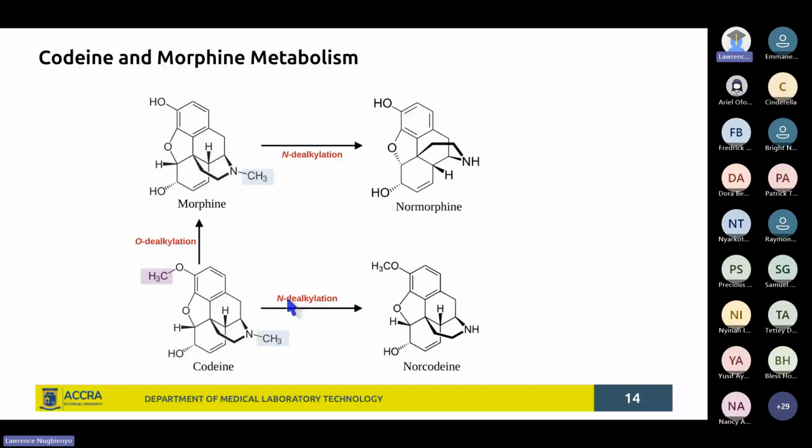If you look at the pathway going up, codeine getting converted to morphine, you see the CH3 which is on that oxygen, shaded pink, is removed in morphine. And so that process is referred to as O-dealkylation, because the alkyl group is being removed from oxygen. Same thing if you have morphine getting converted to normorphine. See the CH3 there, again on nitrogen, is removed. And so this process is also N-dealkylation.